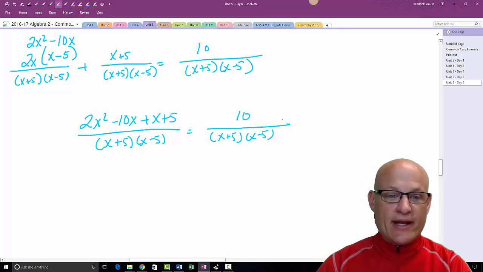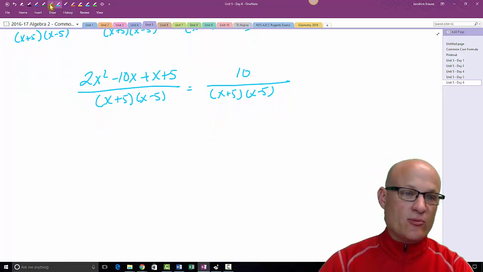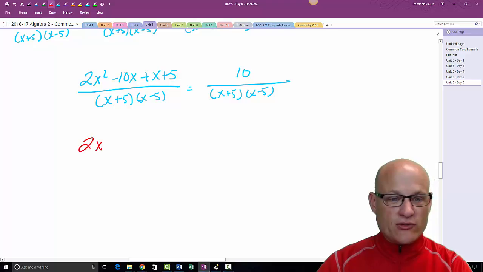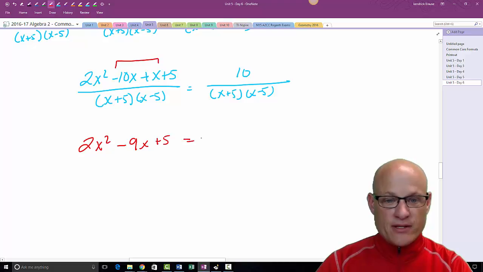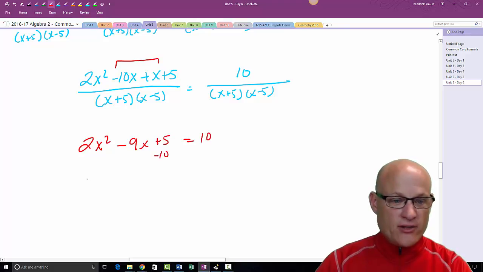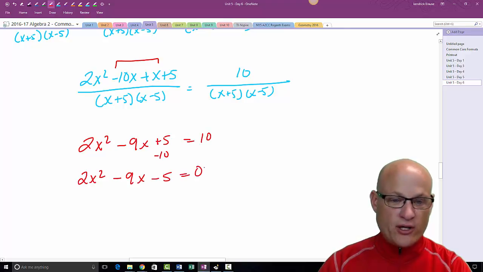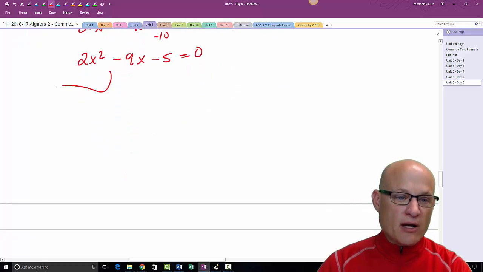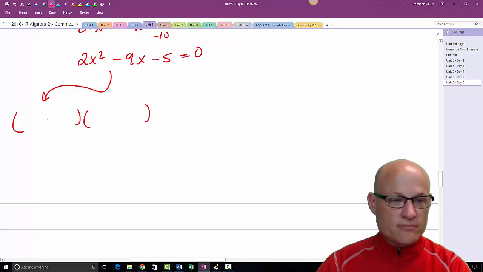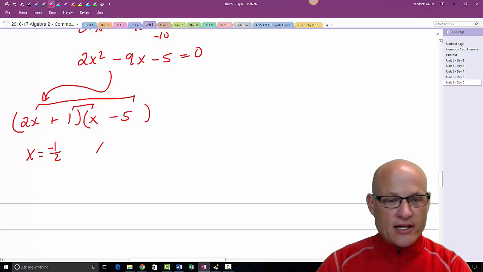Well, now that the denominators are equal to each other, I can set the numerators equal to each other. This is really 2x squared minus 9x plus 5 equals 10. Bring the 10 over, subtract 10, so I get 2x squared minus 9x minus 5 equals goose egg. So we got to do this two ways. I'll do it my way first. It's got to be 2x and x. And I'm going to guess this is minus 5 and this is 1, because negative 10 plus 1 is negative 9. So my two answers are x equals negative a half and x equals 5.